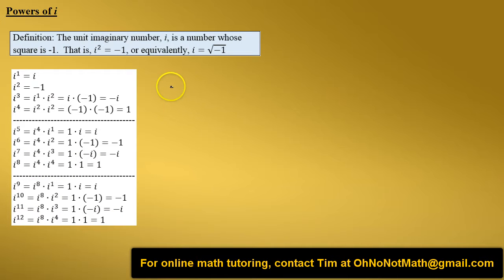So if we have a power of i such as i to the 100, since 100 is a multiple of 4, we know that i to the 100 just equals 1.